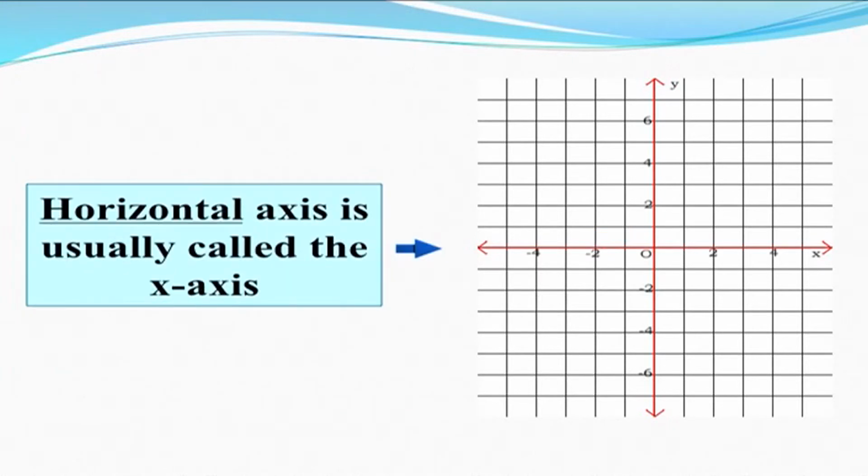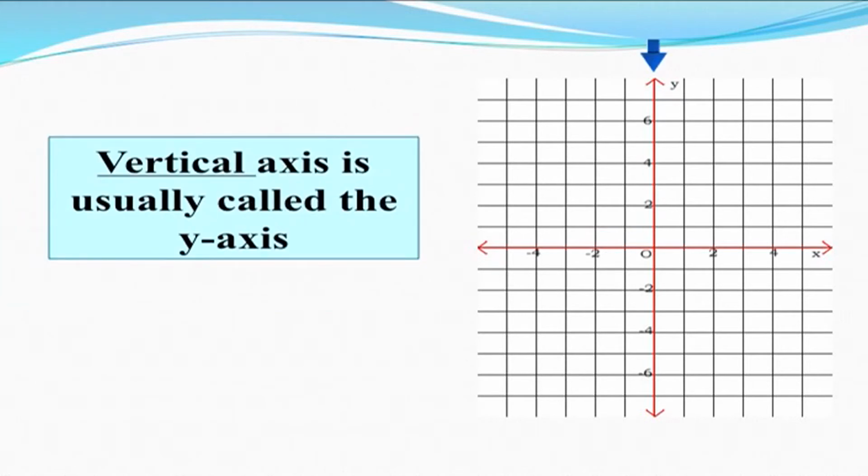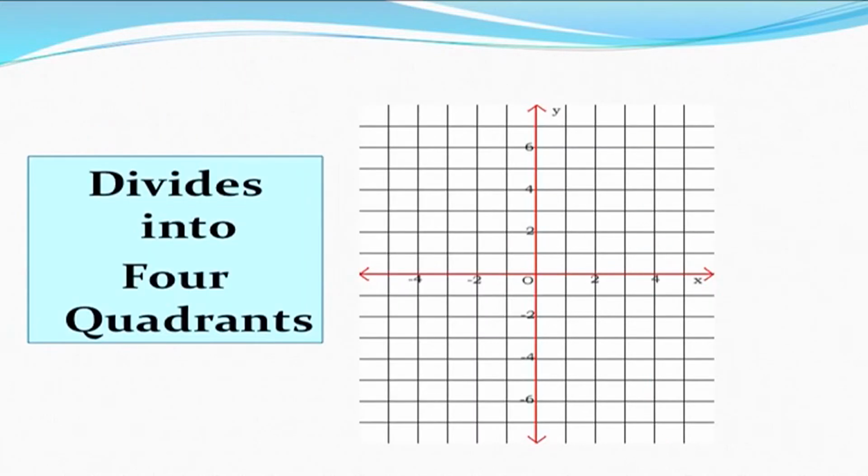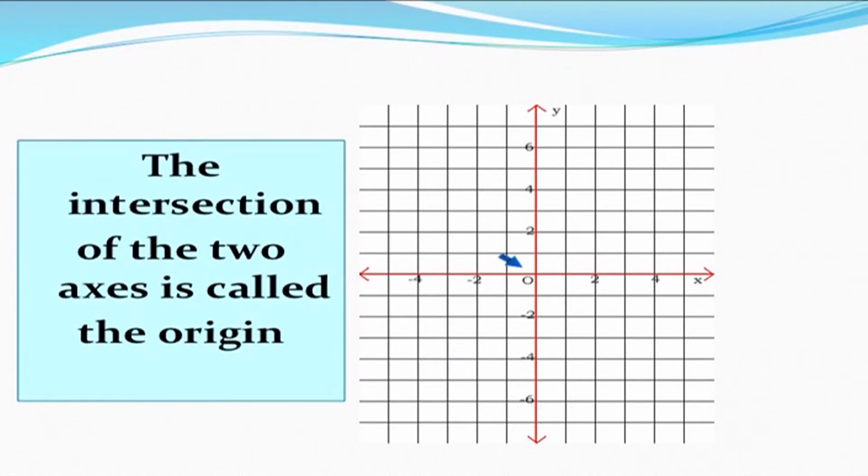The horizontal axis is usually called the x-axis and the vertical axis is usually called the y-axis. It is also called an xy plane or a rectangular coordinate system. This system divides a plane into four quadrants, which are called first quadrant, second quadrant, third quadrant and fourth quadrant. The intersection of the two axes is called the origin.